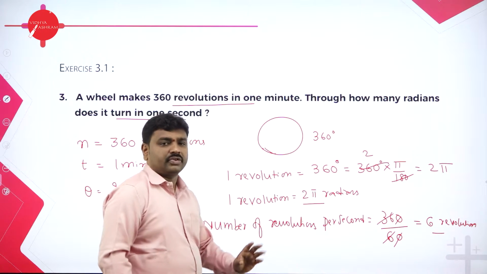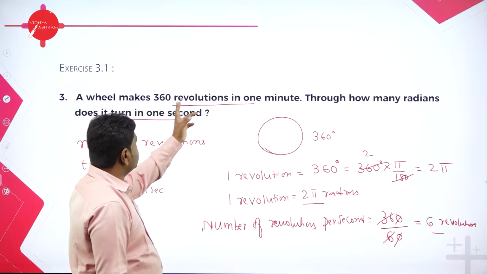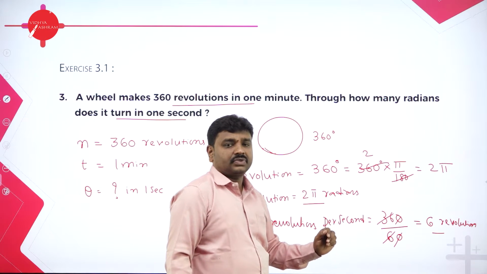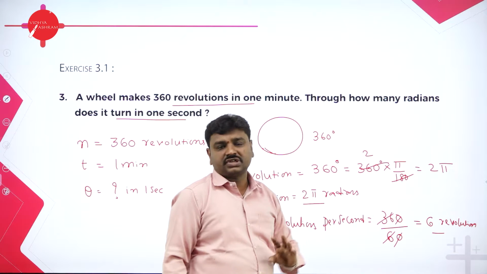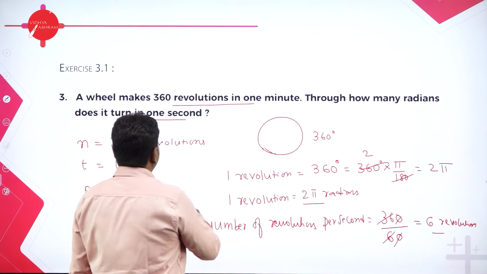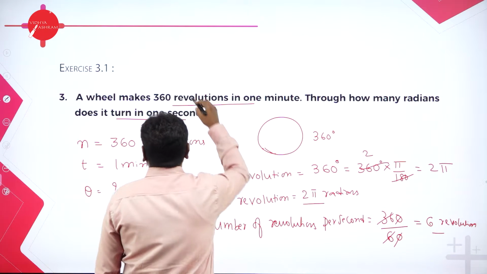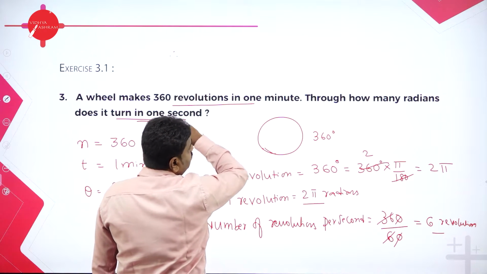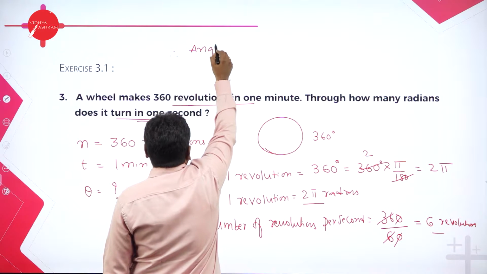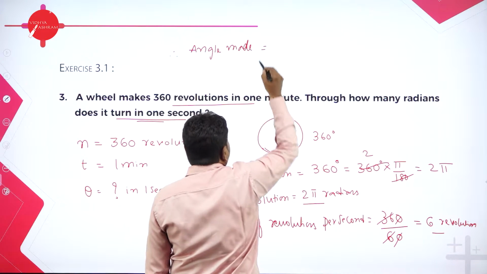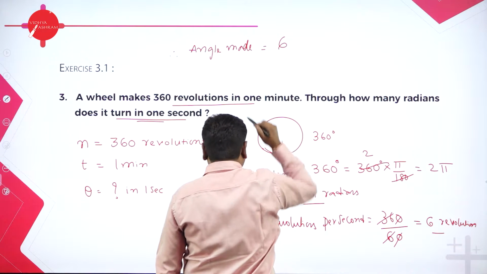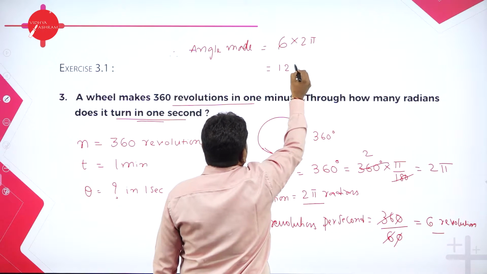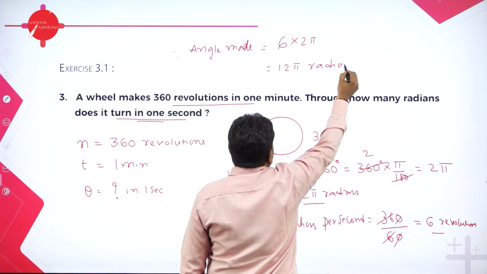So first I calculated number of revolutions. They told a wheel makes 360 revolutions in 1 minute. In 1 second if you want, divide it by 60. So in 1 second just 6 revolutions it will do. Now further, angle made in the 6 revolutions. They want how many radians it will make in 1 second. So angle made is equal to 6 into, for one revolution we have 2 pi radians. For 6 revolutions, 6 into 2 pi, that is 12 pi radians. This is the angle made.